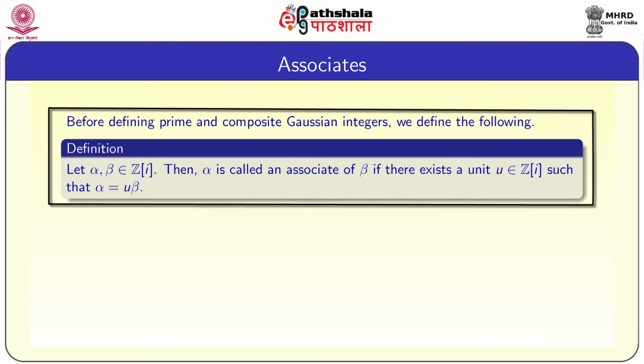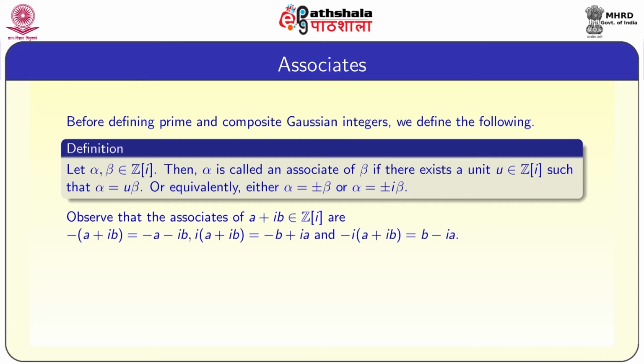We actually have the concept of associates in integers also. As you know, in integers the only units are 1 and minus 1. So, 5 is associate to 5 or minus 5. In general, any integer n is associate to n or minus n, whereas in Gaussian integers alpha is associate to beta if alpha is equal to u into beta, but we know that the units in Z[i] are 1, minus 1, i or minus i. So, equivalently alpha equals plus or minus beta or alpha equals plus or minus i beta. So, each element has 4 associates in the ring of Gaussian integers.